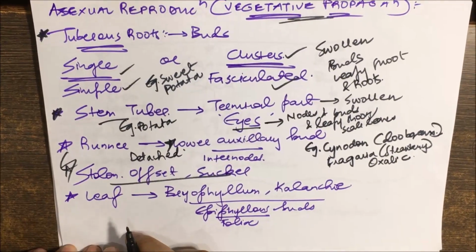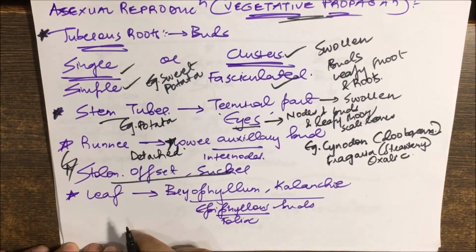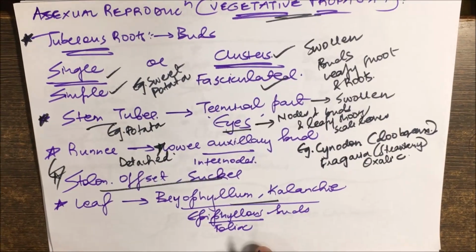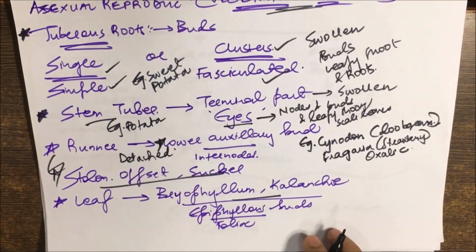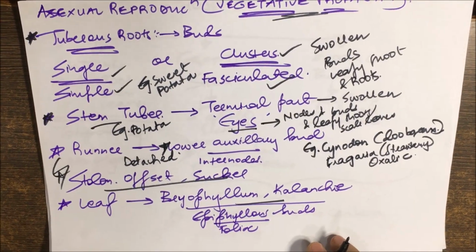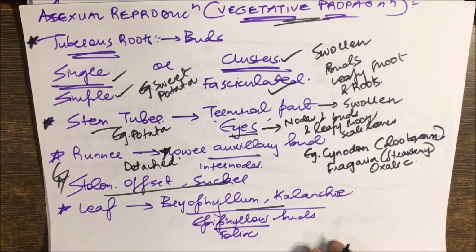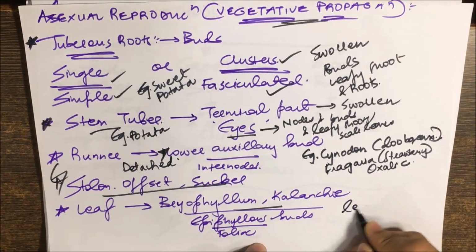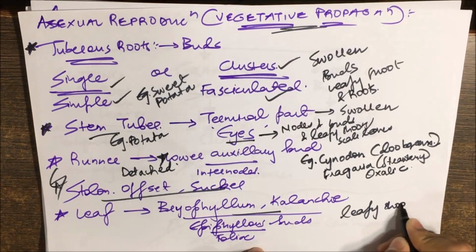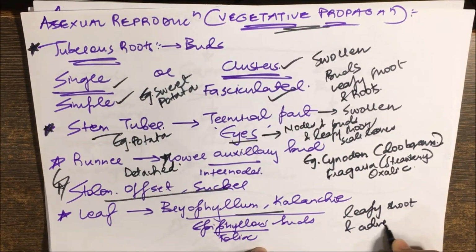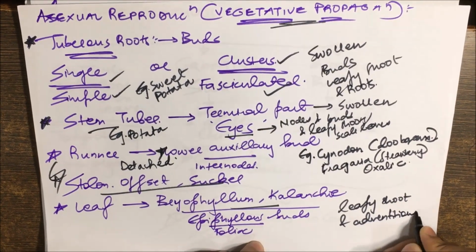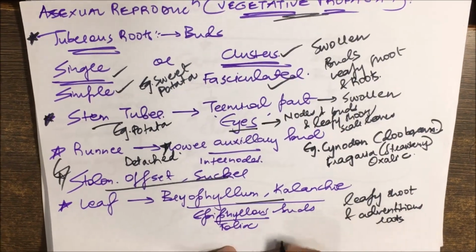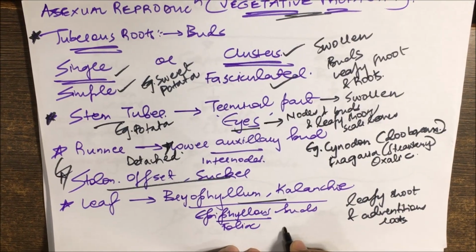Another type of structure which is developed for vegetative propagation is the leaf. In some organisms like Bryophyllum and Kalanchoe, epiphyllous buds are observed, which are also known as foliar buds, which are produced at the notches of the lateral veins, and these buds start sprouting at a later stage on the leaf to form leafy shoots and adventitious roots. When such sprouts fall on the surface, they can grow into new organisms.